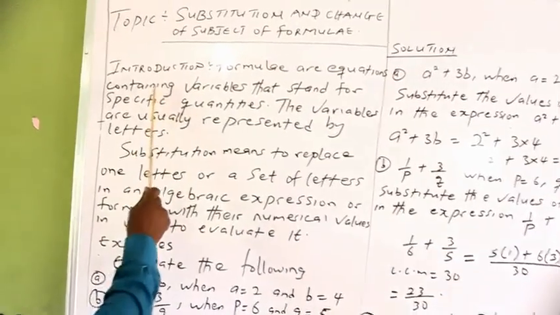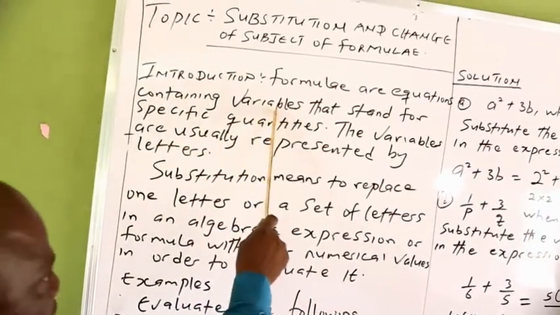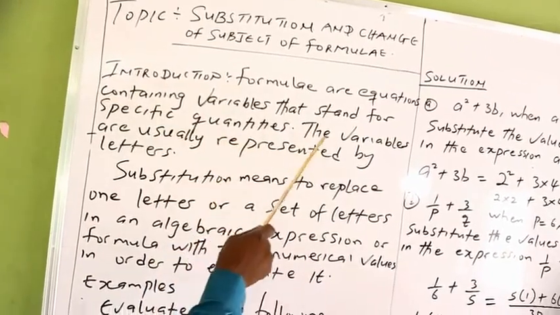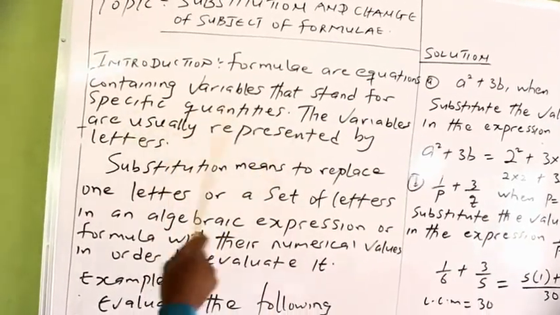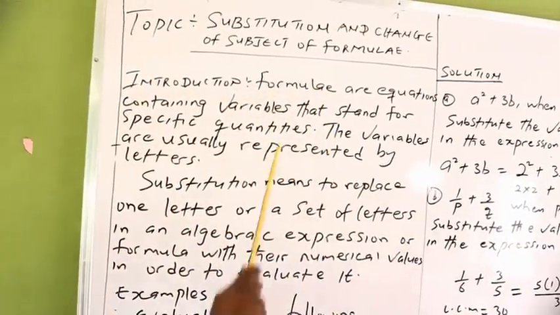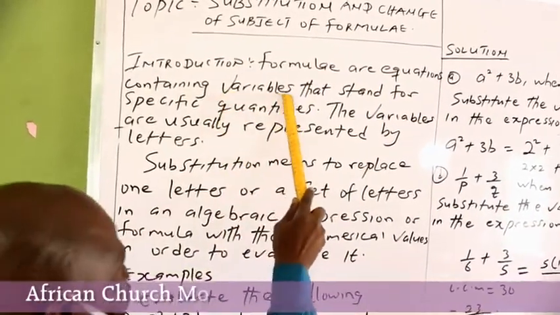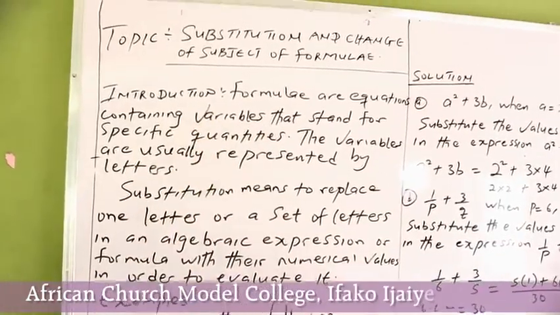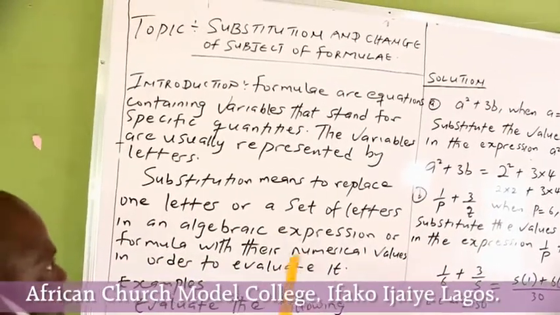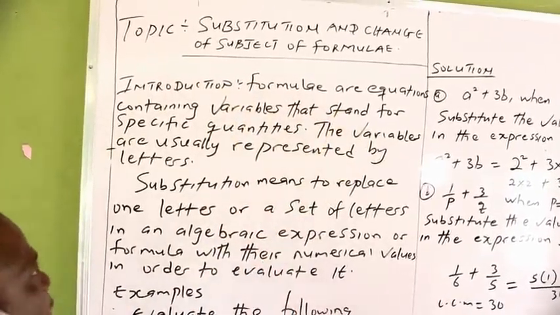Now, what is the introduction? A formula is an equation containing a variable that stands for specific quantities. The variables are usually represented by letters. What do we mean by formulae? That is the plural of formula. It means in these variables we have more than one letter. It can be 2, the minimum should be 2, 3, 4, and so on. That we call the variables.